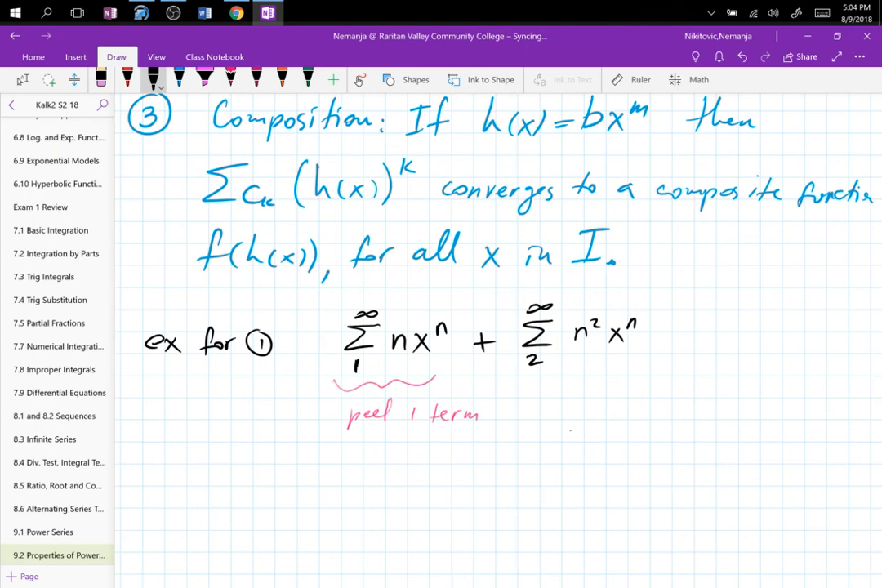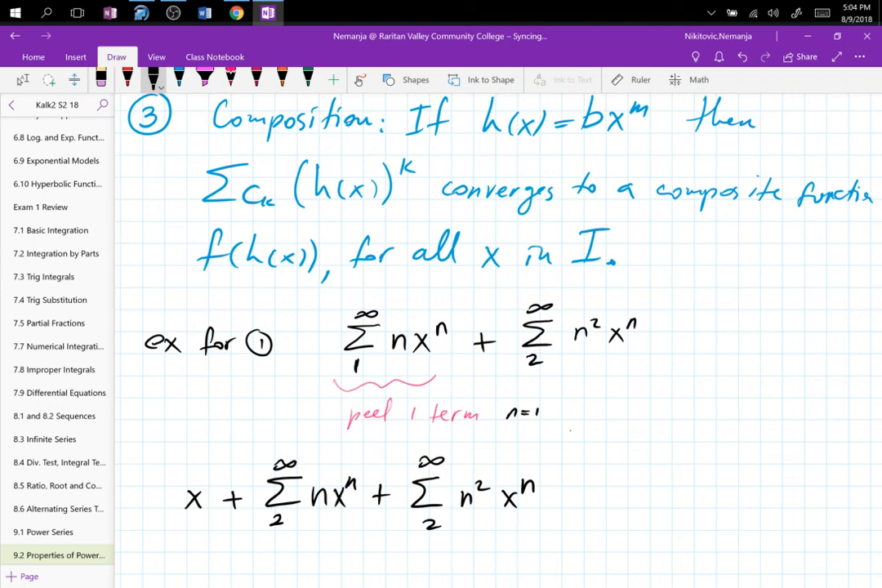So when I peel the first term for number 1, I'm getting x plus summation, now it's 2 to infinity n x to the n plus summation 2 to infinity n squared x to the n. So what I did is I peeled the first term. I peeled the term n equals 1. So when I plug in n equals 1, I get 1 times x to the 1. Well, that's just x. And then plus the rest of the series. So now my series will start at 2 because I peeled off one term.